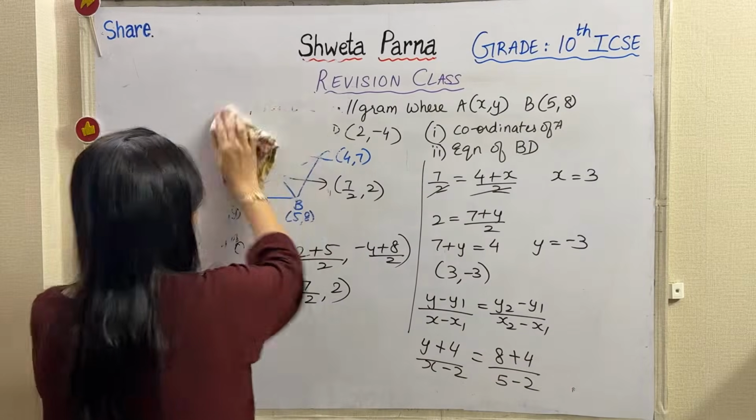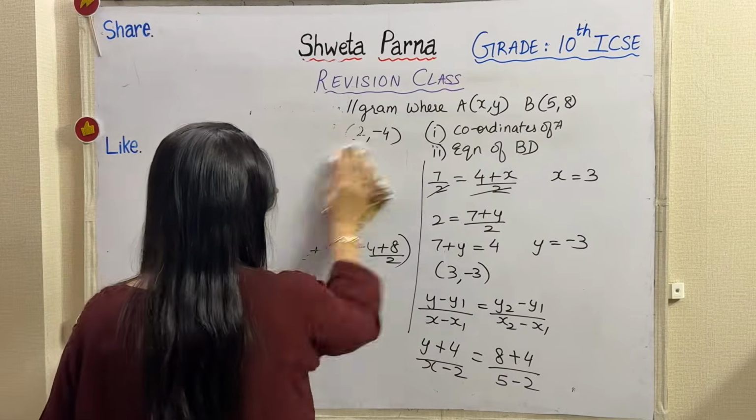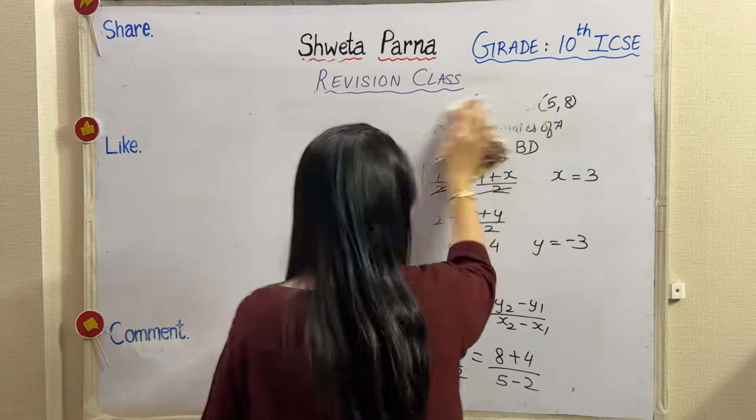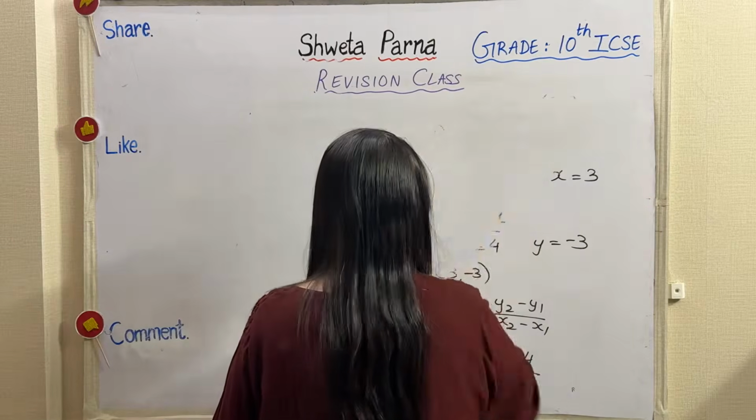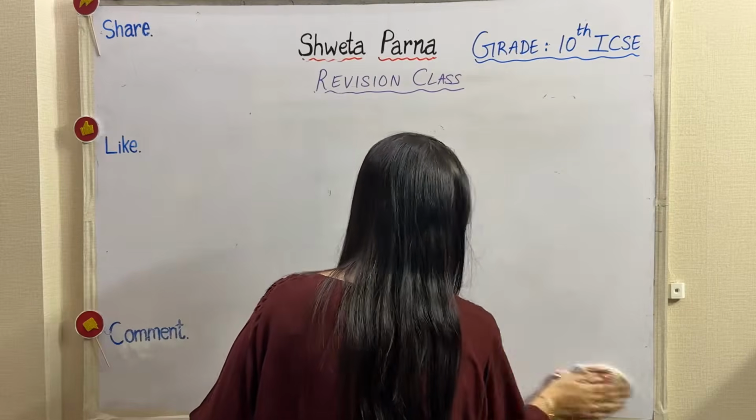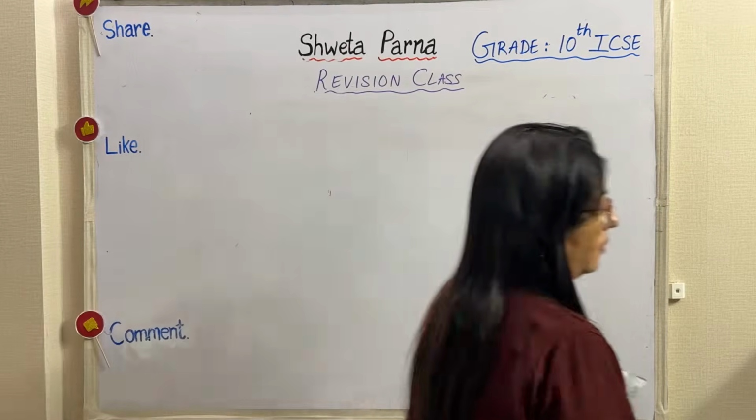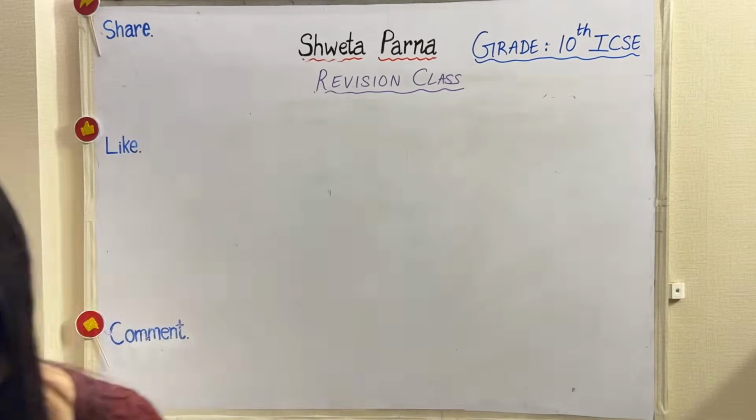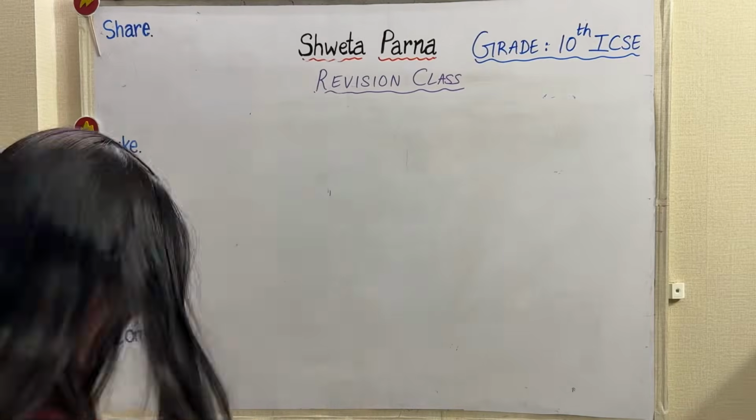This type of question comes up for 3 marks, so you need to know the properties. In parallelograms, the diagonals bisect each other. So using the midpoint, you will find the coordinates of one of the points of the parallelogram. Okay. Next question.